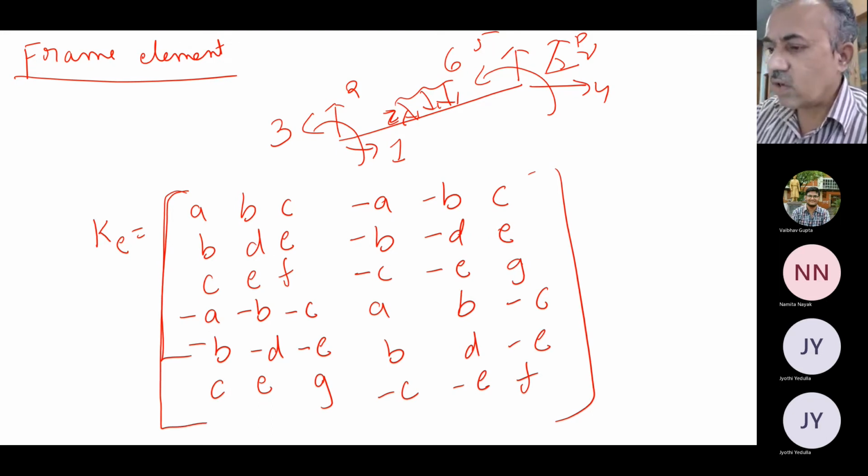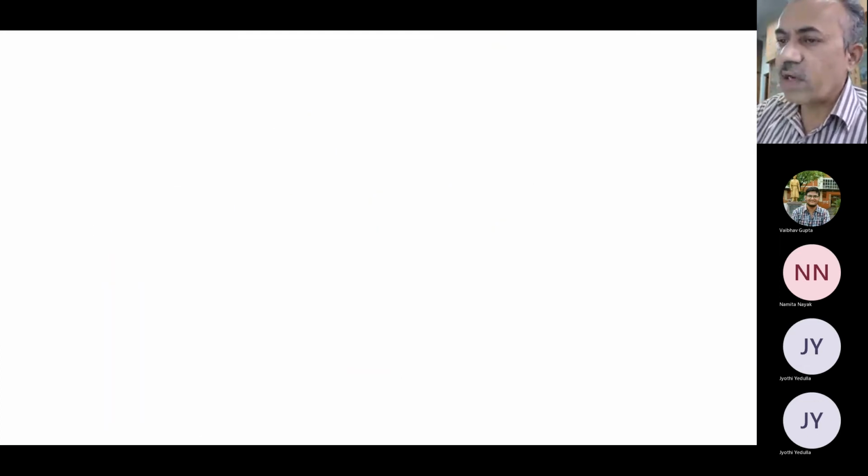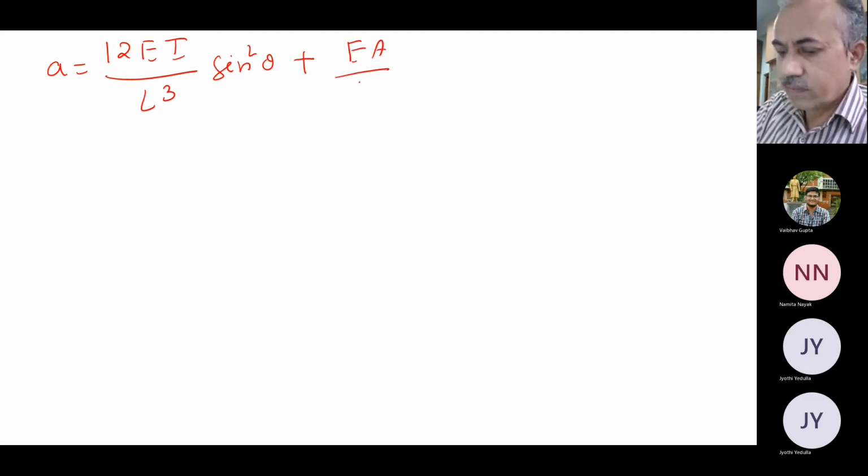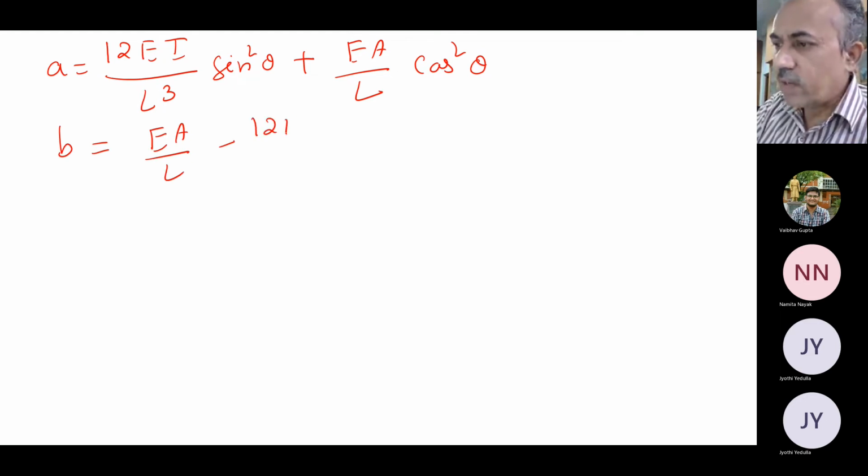You can write it in terms of some constants. If the angle of inclination is theta, the expressions are also available in the finite element textbook. So A is 12 EI by L cube sine square theta plus EA by L cos square theta. Then B is AE by L minus 12 EI by L cube.